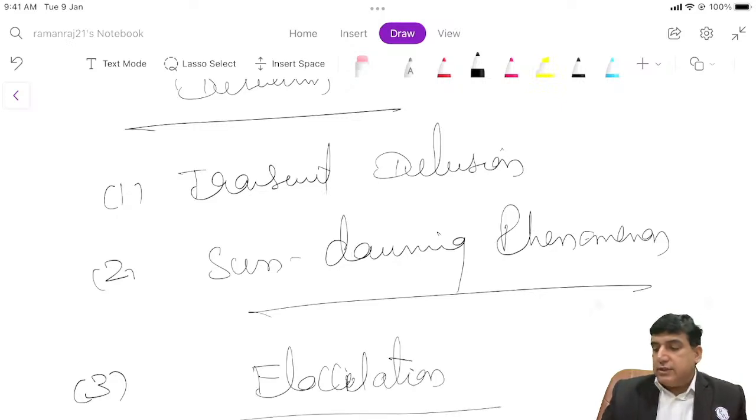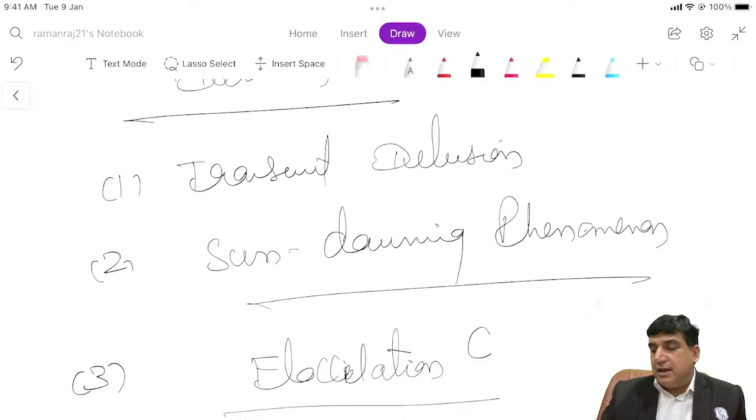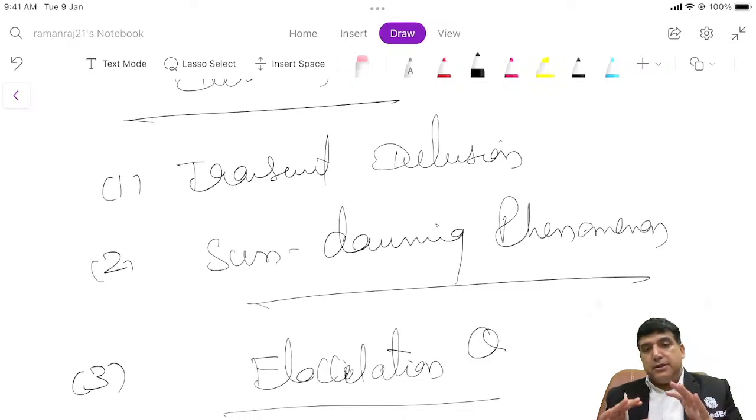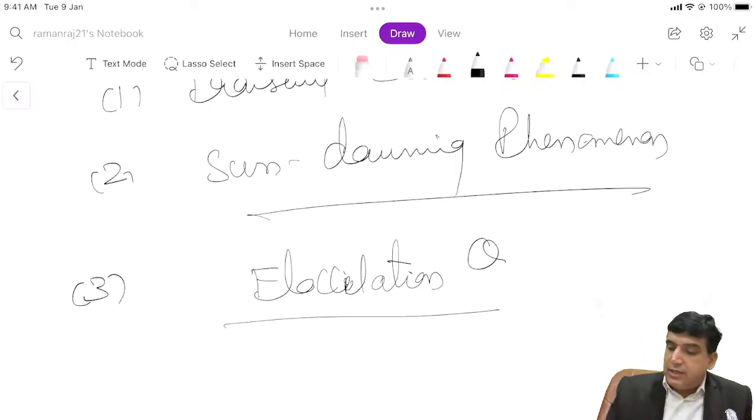Floccillation, basically picking. Like a patient is lying, suppose a delirium patient, he will pick on the blanket, picking something, a thread or something, we call it floccillation.